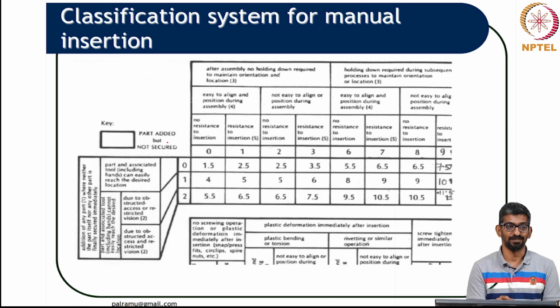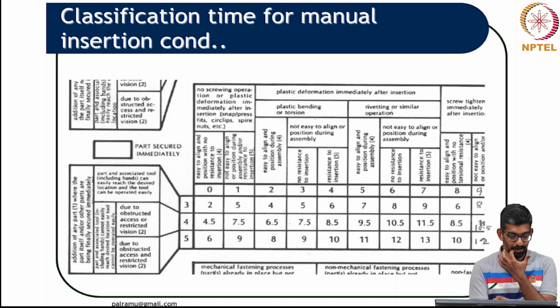This is insertion. We just spoke about assembly handling; similarly, there is also a table for insertion. The key in this is, first, the part is added but not secured. In the second one, the part is secured immediately. Just because you are going to put two parts together, it does not mean that they are secured. They might still be dancing. So you still need a hand to hold it so that you can put the next part to it.